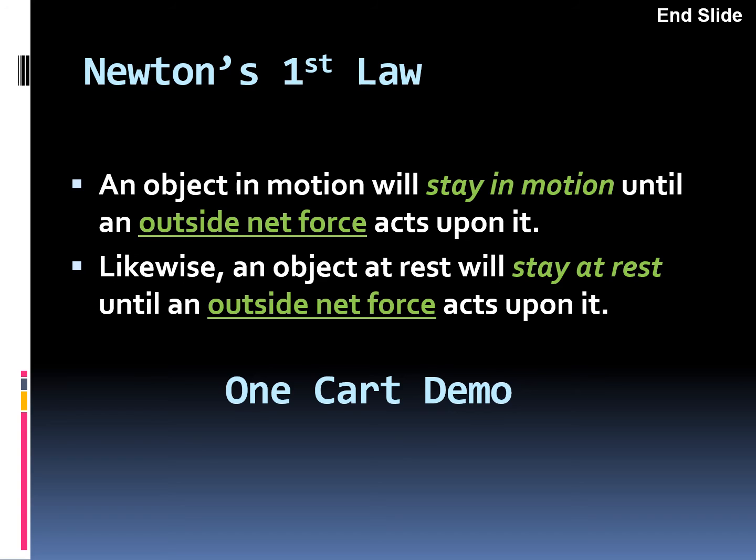So with that being said, what we're looking at in order to determine if there's an outside net force is not if it's moving, because an object can stay in motion without a net force being applied, but we're looking for a change in that motion. So if it's accelerating, then there's a net force. Now this kind of contradicts what we think.